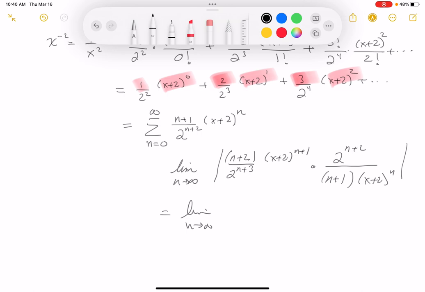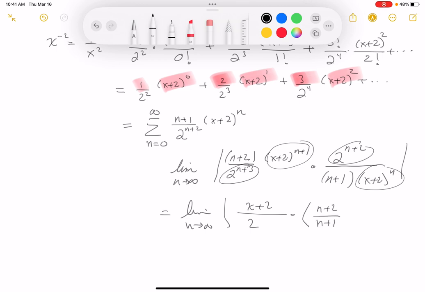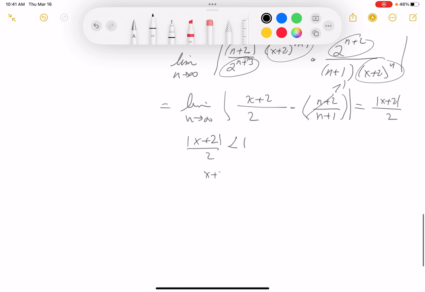Let me do the 2 first. You get 2 on the bottom. And I'll do the x's next. I'm just going to get x plus 2 on top. And then over here you get something that involves an n. You get n plus 2 over n plus 1. What's that limit going to be? Well, it just involves the n, so that goes to 1. So it's just going to be the absolute value of x plus 2 over 2, and that has to be less than 1, which means x plus 2 is between 2 and minus 2, so x is between minus 4 and 0.